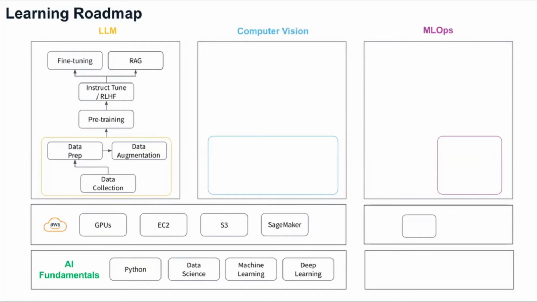Okay. For computer vision, again, you should start from data. How do you handle image data using OpenCV?